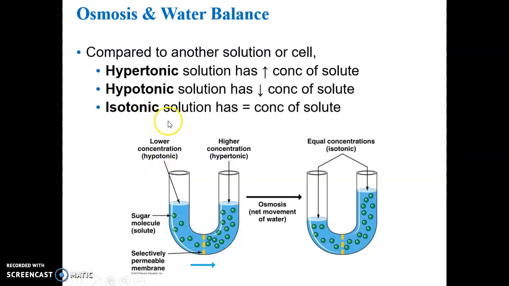And then isotonic, the solutions or the cell has the same concentration as what's outside or the environment. So if we look over here on the right, even though the water levels are different, the overall concentration of solutes on both sides is the same, equivalent. So that's a situation where the solutions are isotonic. If this is a cell on the left and on the right is the external environment, and if the solute concentrations are the same, we would say that that environment is isotonic relative to the cell.